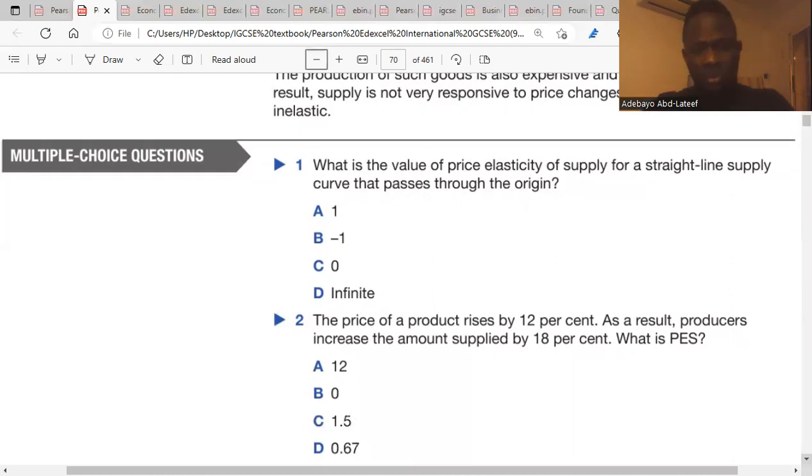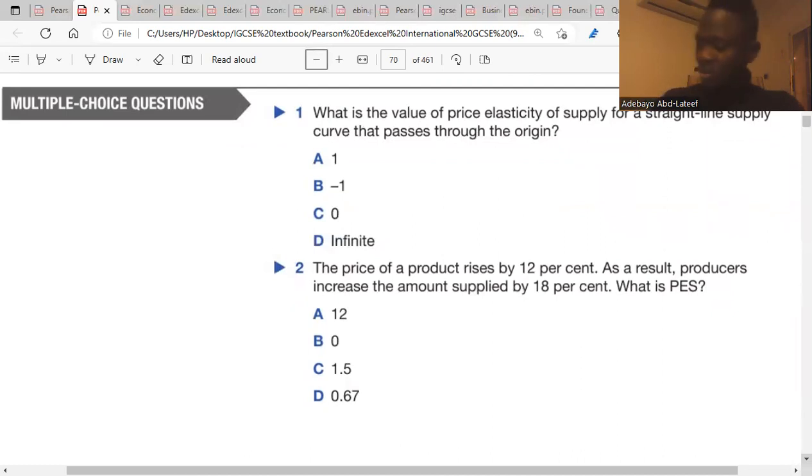So we have the multiple choice questions. The first one says, what is the value of price elasticity of supply for a straight line supply curve that passes through the origin? When it passes through the origin, it means the percentage change in quantity supplied equals the percentage change in price. So that means it is 1. You get it? It is unitary. Is it clear?